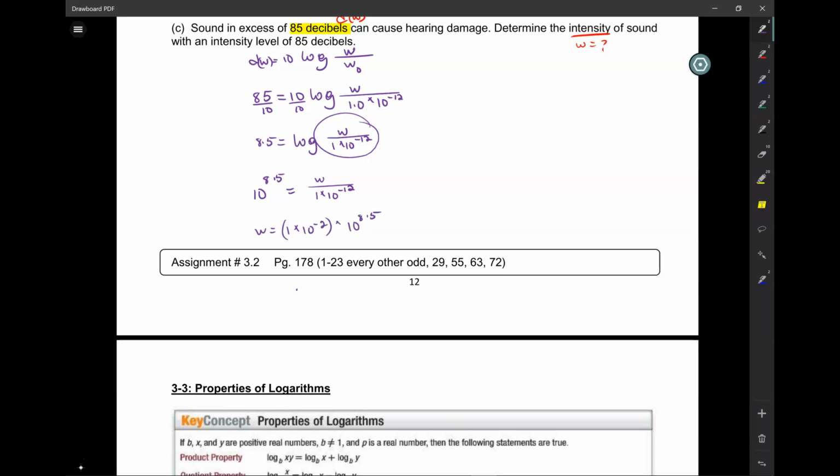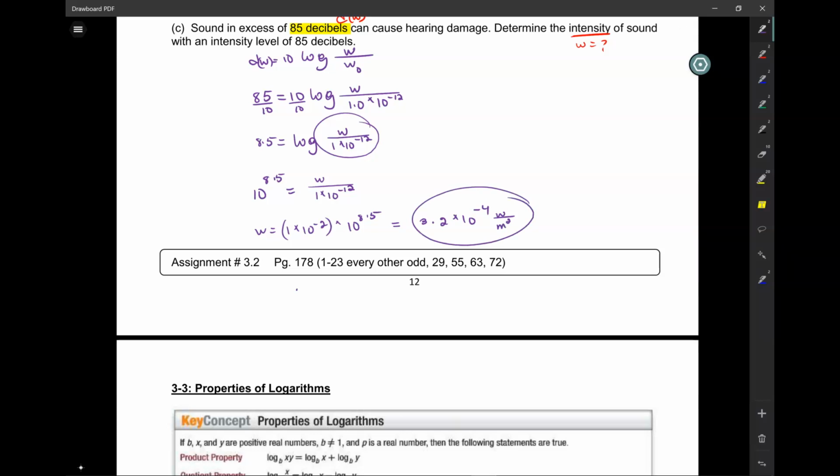And then you plug that into your calculator, and we get that W is 3.2 times 10 to the negative 4. And we were told up above that the unit for this is watts per square meter.